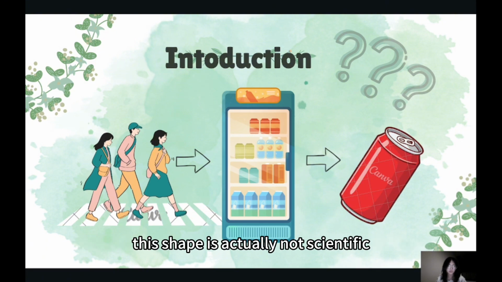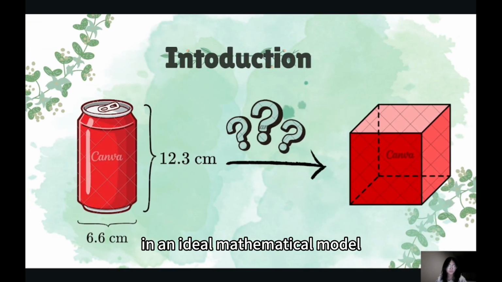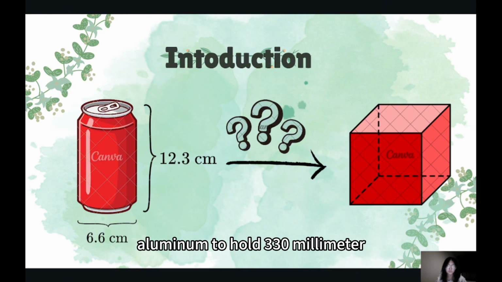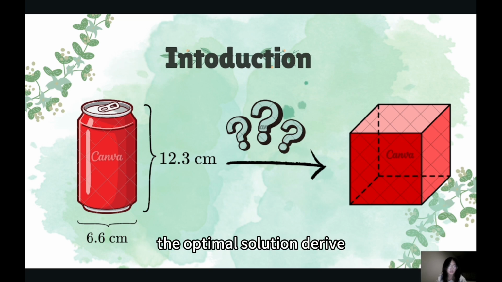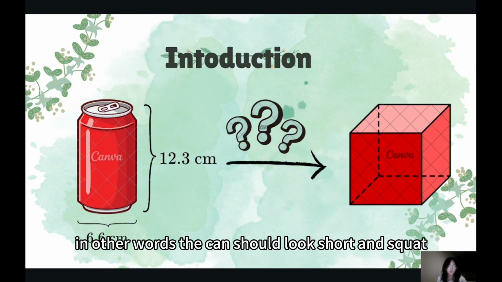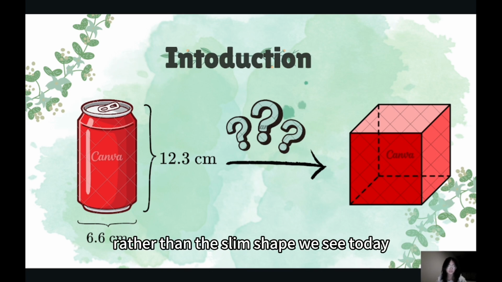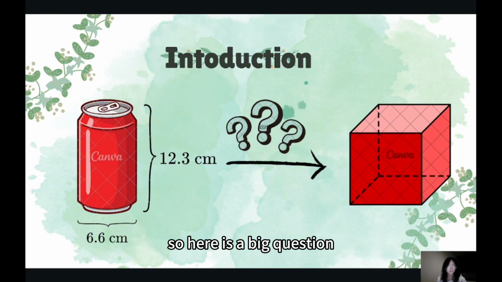actually not scientific. In an ideal mathematical model, if we want to use the least amount of aluminum to hold 330 milliliters, the optimal solution derived from differentiation is simple. The height should equal the diameter. In other words, the can should look short and squat, almost like a cube, rather than the slim shape we see today. So, here is a big question.